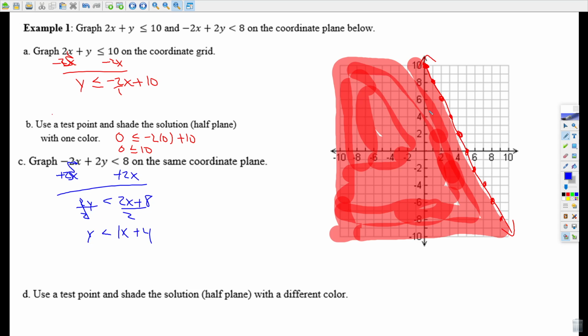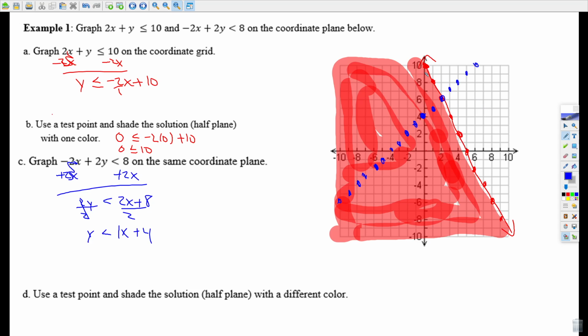So to graph this one in a different color, we start at 4, and then we're going to go up 1 over 1. So up 1 over 1 here, up 1 over 1 here, and so on. And then it also goes down, same way. Down 1 to the left, down 1 to the left. Once you have a couple dots, you can use a straight edge to connect them.